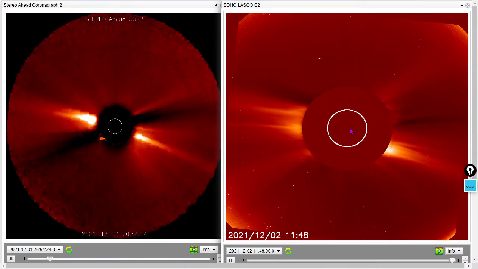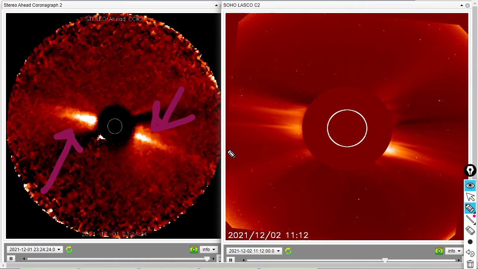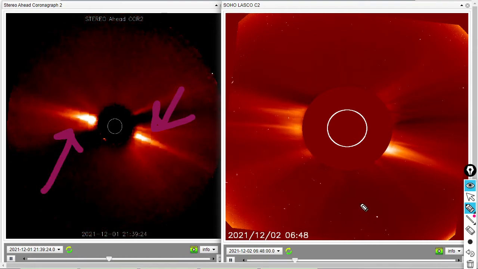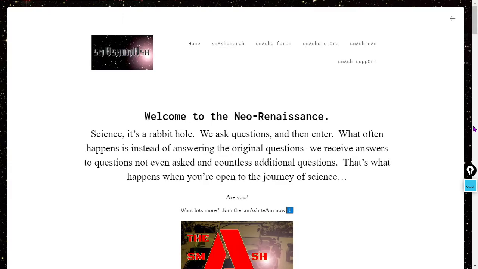Coronal mass ejection watch for both the far side and the Earth side. In fact, there may be some ejecta propagating as we make the video. We may have to make a second video later in the day. And we might do a live stream today as well. So stay tuned for that.